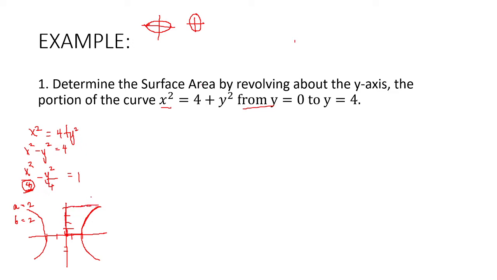Okay. So by the formula, SA is equal to 2 pi rs. S would be the length of this arc, this portion here. So to get that, we have this equation x squared is equal to 4 plus y squared. So to change that form, x is equal to the square root of 4 plus y squared.